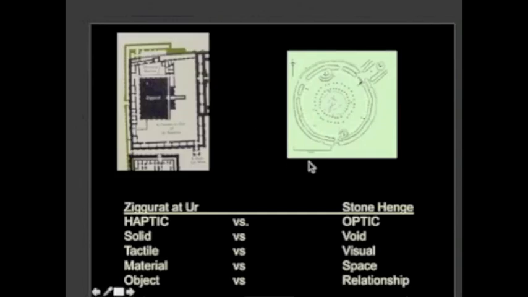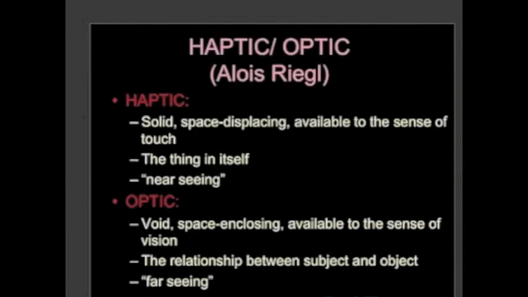And so if we make a comparison between the ziggurat at Ur and Stonehenge, and these are comparisons that have never been made before, by the way, because we're going so fast, we begin to see two different ways that architecture organizes itself through its material. We see the haptic at Ur, and at Stonehenge, we see the optic. And optic, we'll go back to that in a moment.